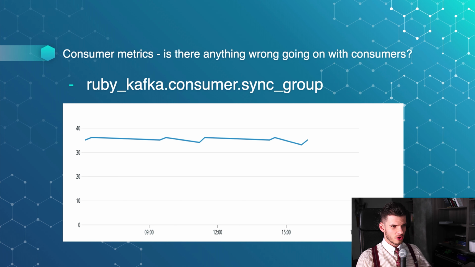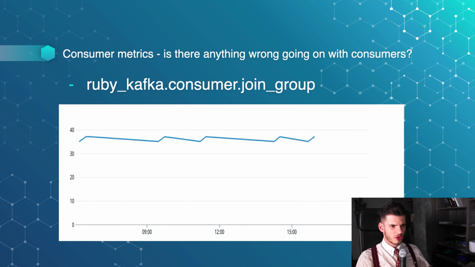Sync group is also correlated with deployments, however, it also happens when there is some instability with processing messages by consumers. It usually happens when there are some errors in the logic or the processing is slow. And in such a case, there is usually a correlation with the consumer join group metric and fetcher queue size. This metric is registered when a consumer is assigned a partition.